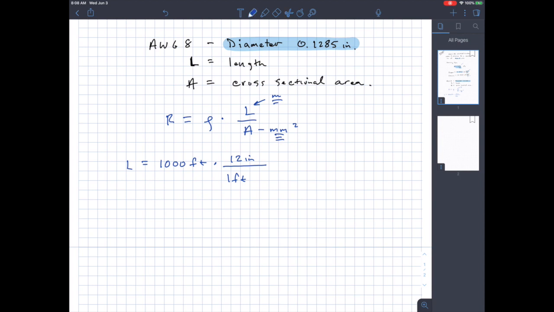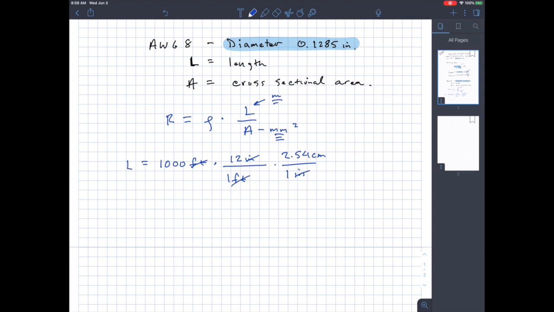Okay, so memorize 12 inches in 1 foot, and then I have in my memory bank that there's 2.54 centimeters in 1 inch. Why did I write centimeters on top? Because I wanted this to cancel. Why did I put 12 inches on top?